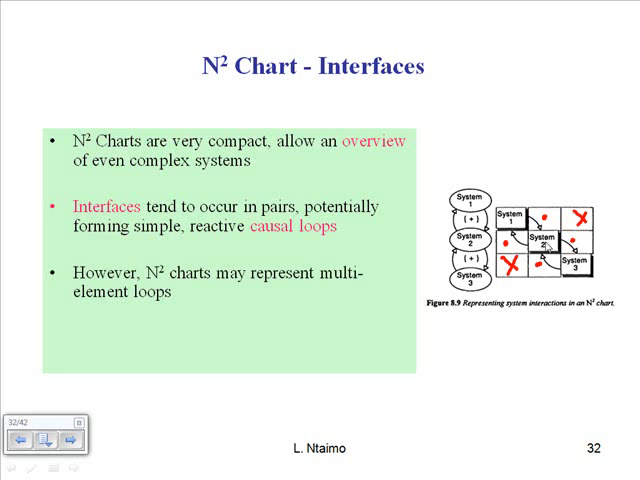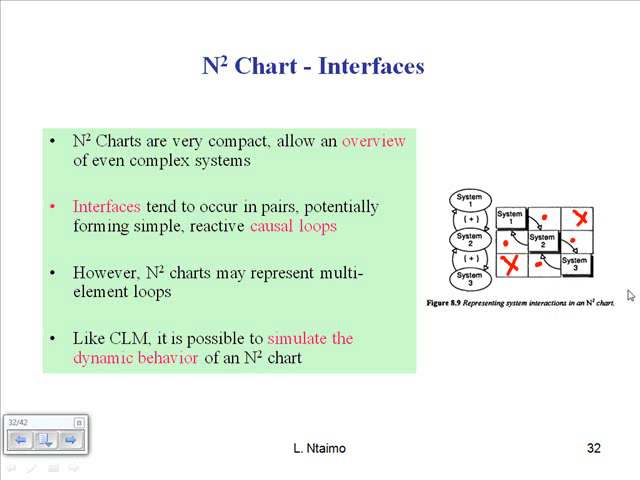However, in general, when we look at n-squared charts, we're going to have a lot of cells. Okay, they easily get big. So you're going to see this when you start doing your project and some of the exercises. Like causal loop models, it is possible to actually simulate the dynamic behavior of an n-squared chart. Okay, so an n-squared chart is more like a snapshot. But if we understand the dynamics, for example, what kind of information is being passed and how often, we can actually simulate this. We can build a computer simulation to do that.